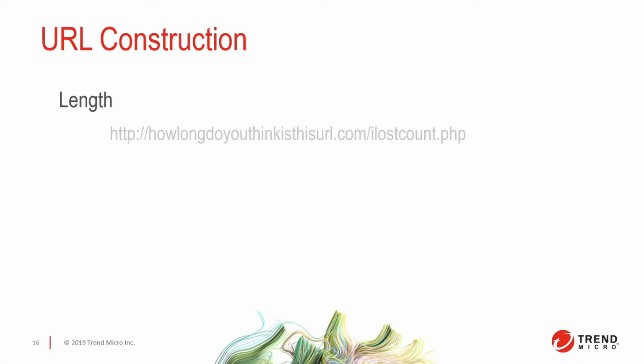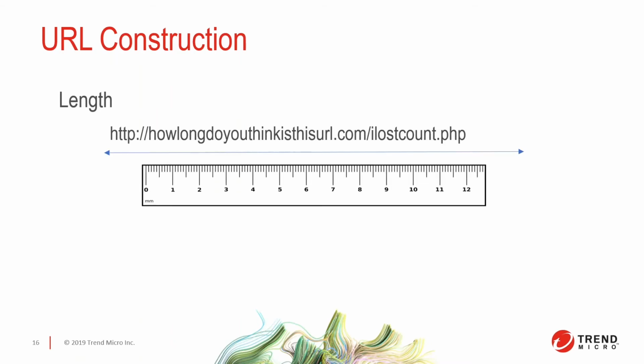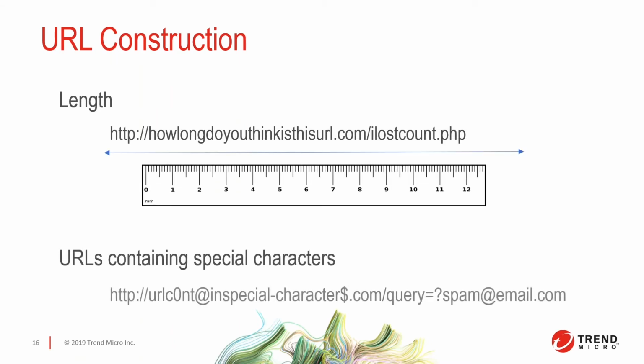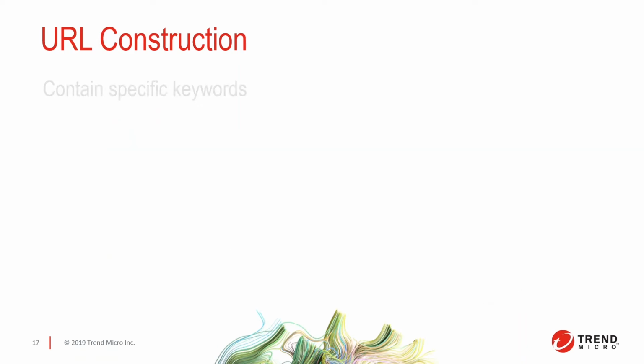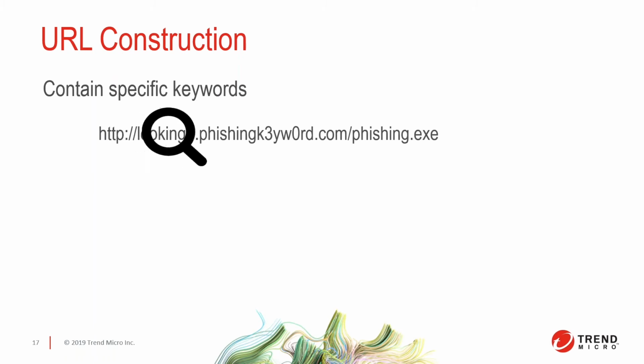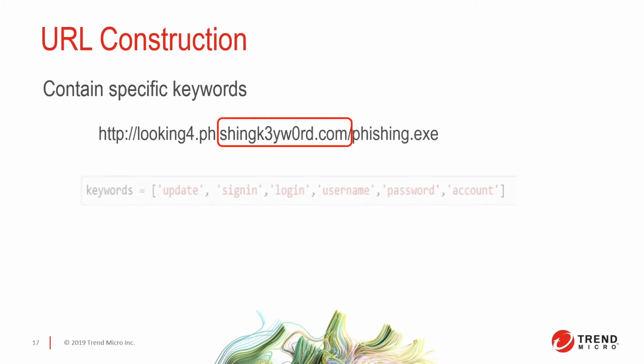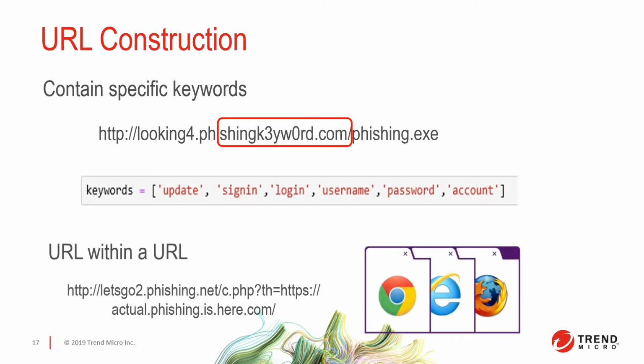For the URL construction, we can check the length as a feature for the model. The second one would be if the URL contains special characters. Another feature can be possible specific keywords that Phish URLs target. Another one would be a URL within a URL. So what is the probability of having malicious redirection from URLs that contain another URL?